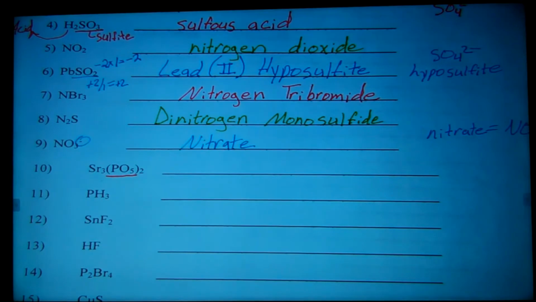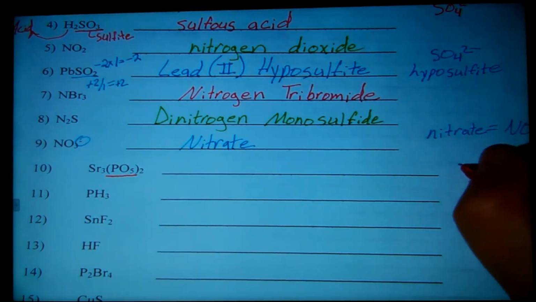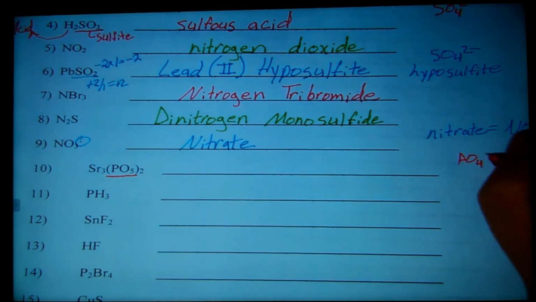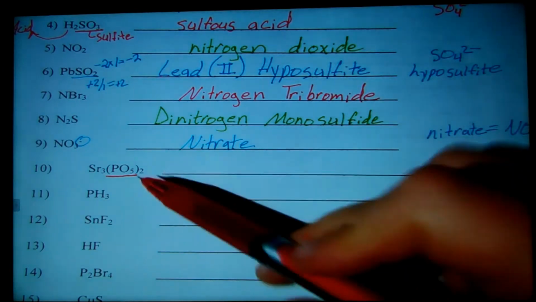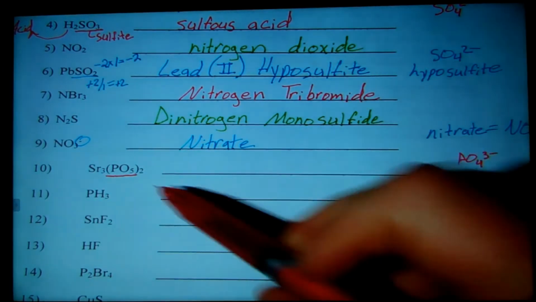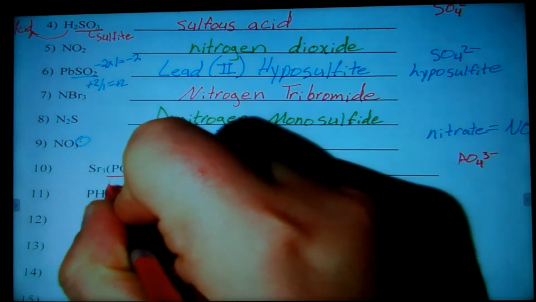So phosphorus and oxygen in the polyatomic, the root of that is phosphate, which is PO4 3 negative. So I'm going to make a comparison here. I have 5 oxygens here in my question, and I have 4 in the root, which means there's 1 more. So you should know that this is perphosphate.